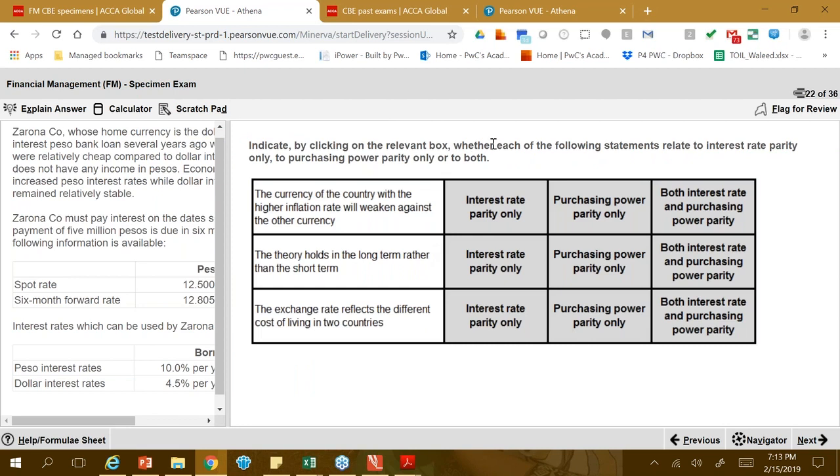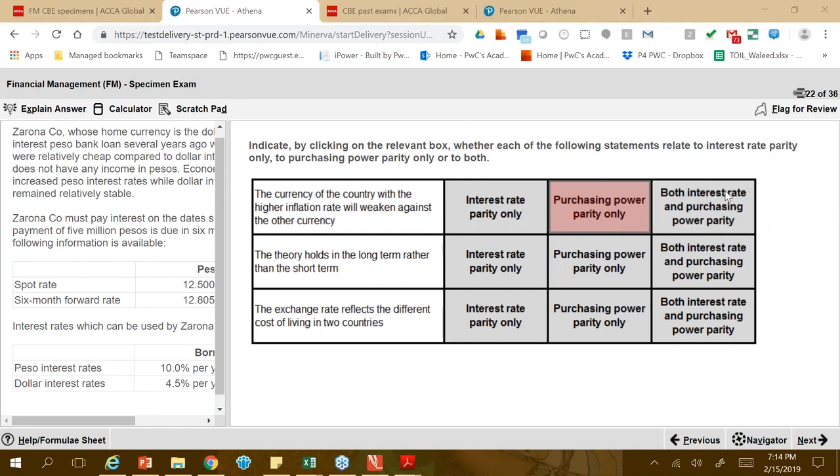Indicate by clicking on the relevant box whether each of the following statements relate to interest rate parity only, to purchasing power parity only, or to both. The currency of the country with the higher inflation rate will weaken against the other currency. So which of the two models uses the inflation? Is it the purchasing power parity theory or the interest rate parity theory? Well, it is the purchasing power parity theory which uses the inflation. So this is true. Yeah, right answers again. Thank you. Yeah, purchasing power parity theory.